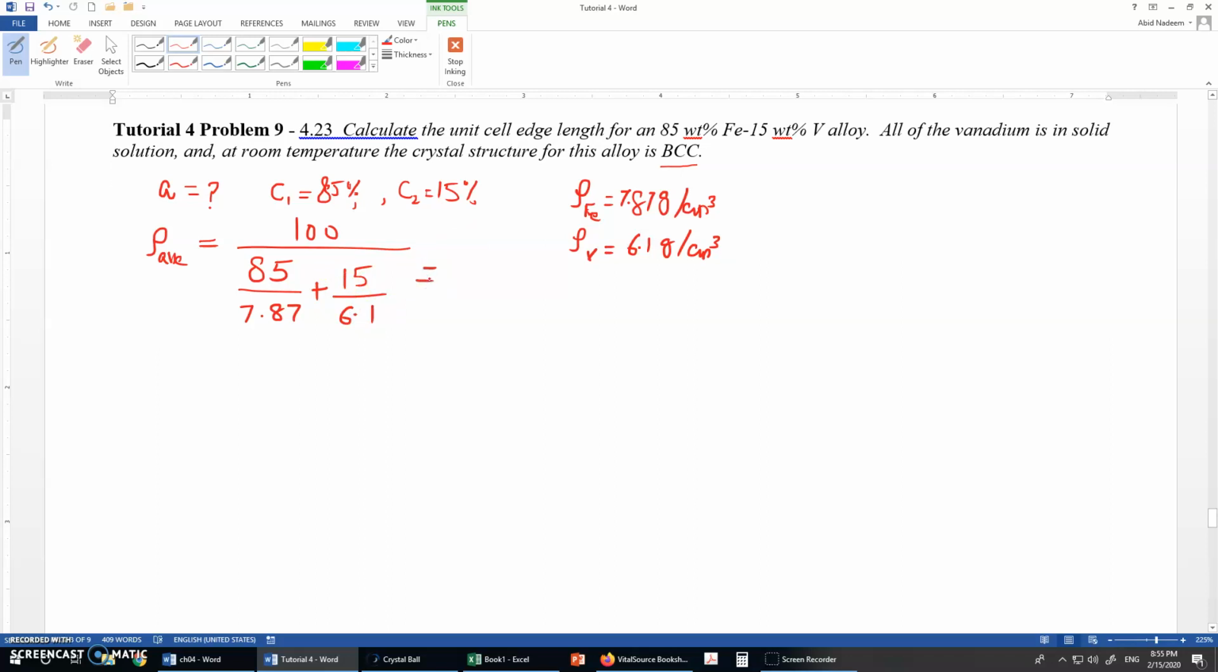So in this way we will get the average density of 7.56 gram per cubic centimeter.